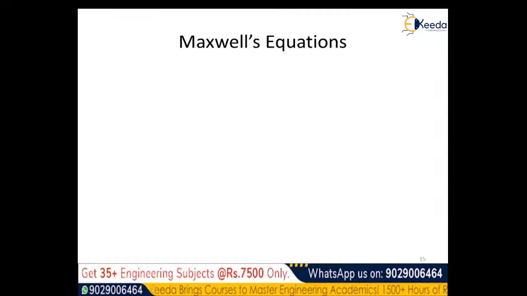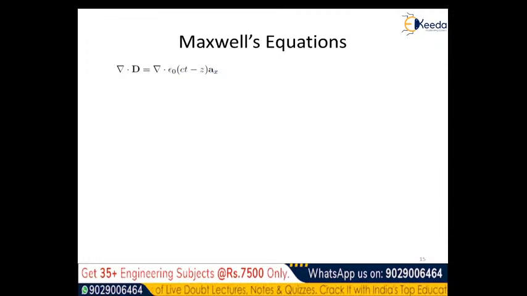So very first of all, we have Maxwell's third equation in the point form, that is divergence of D is equal to rho V, and when rho V is equal to 0, the divergence of D should be equal to 0. So first of all we find the divergence of D.